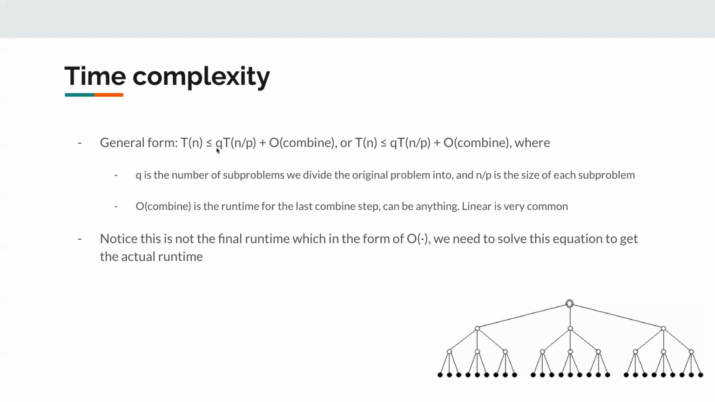So Q here is the number of subproblems we divide the original problem into, which in the merge sort case, we divide into 2 subproblems. So Q is 2. And then n over P is basically the size of each subproblem. And just as we said, you should make it smaller each time instead of bigger or staying the same size. So notice how this form is not a final runtime, which we normally write in the form of O of something. It means that we need to solve this equation to get the actual runtime.